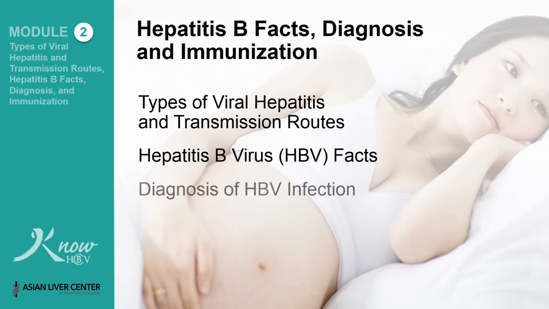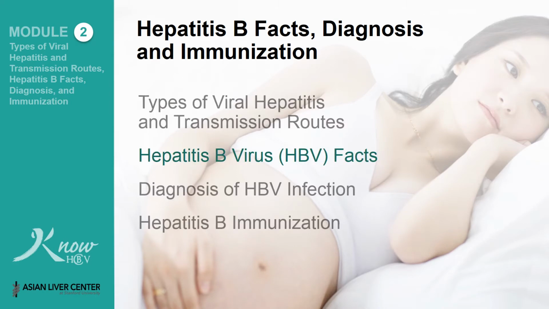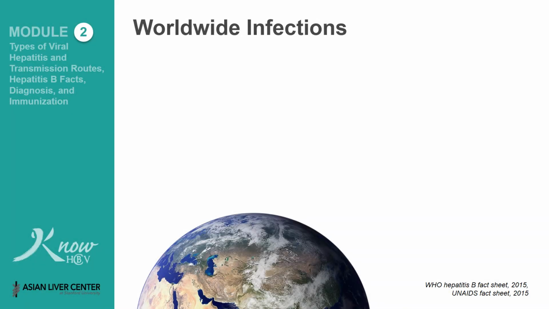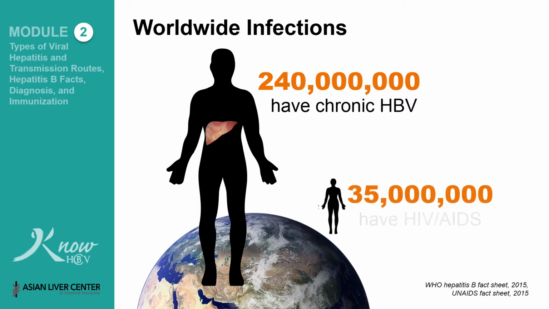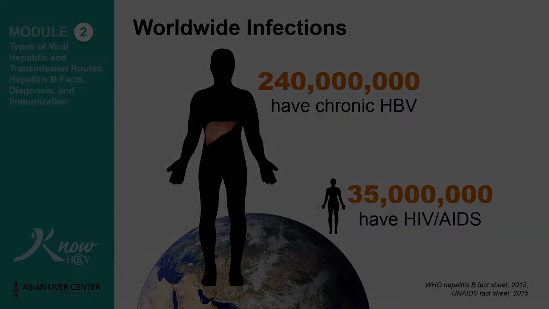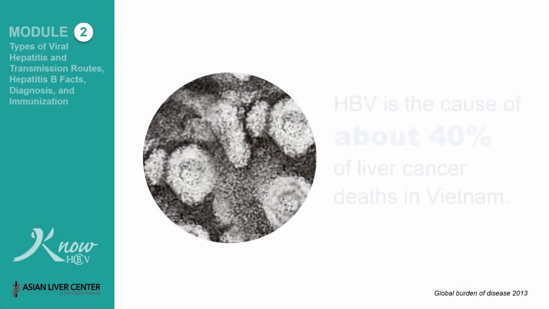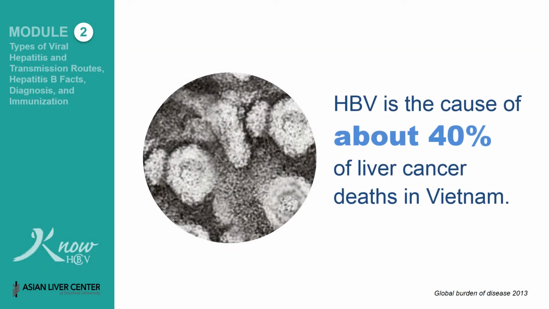Let's examine the facts about hepatitis B virus infection. About 240 million people, or 3.2% of the population in the world, have chronic or lifelong hepatitis B infection. This is about 7 times more than the 35 million people living with HIV/AIDS in the world. In Vietnam, hepatitis B takes over 15,000 lives a year and is the cause of about 40% of liver cancer deaths in 2013.